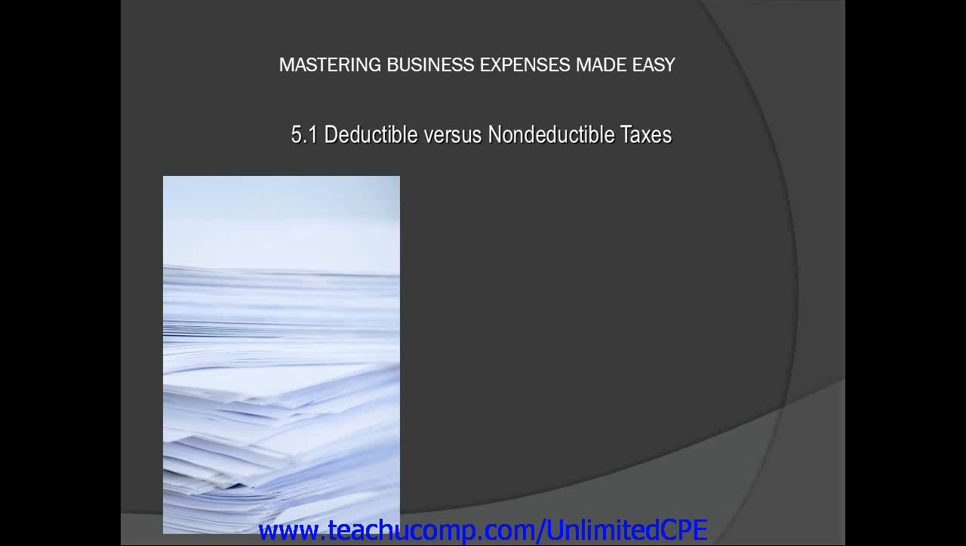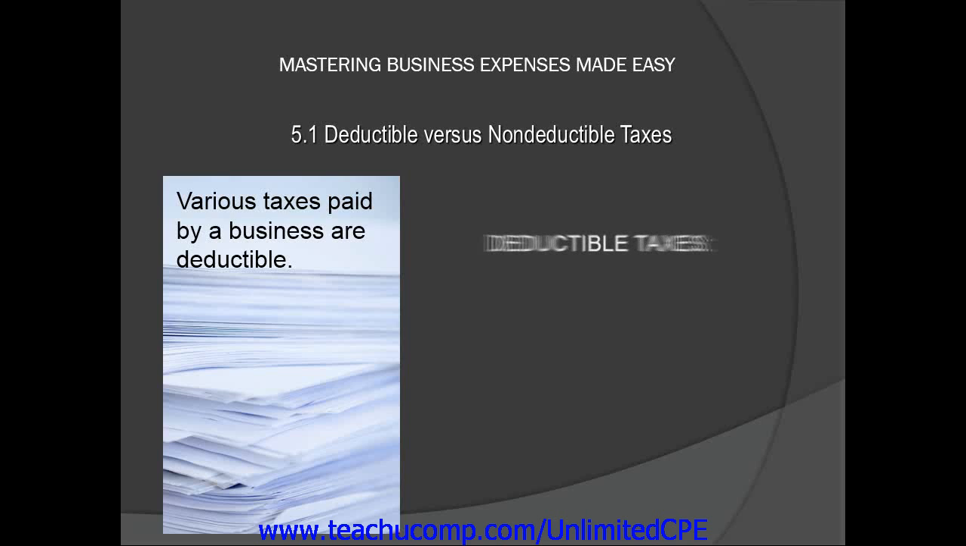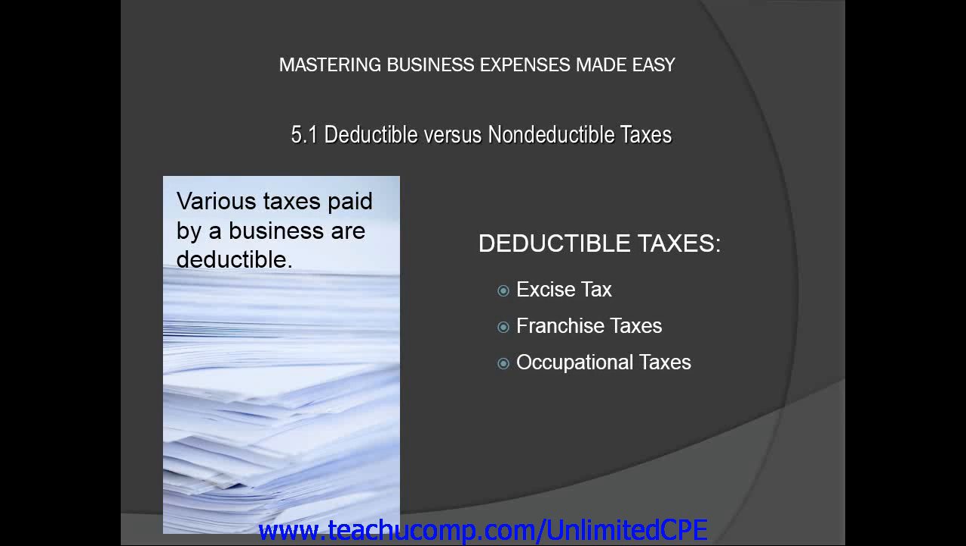Chapter 5, Tax Expenses. In this chapter, we will examine taxes as they relate to business expenses. Let's begin by looking at a few common types of business taxes. Various taxes paid by a business are deductible. These include excise tax, franchise taxes, occupational taxes, personal property tax, and self-employment tax.